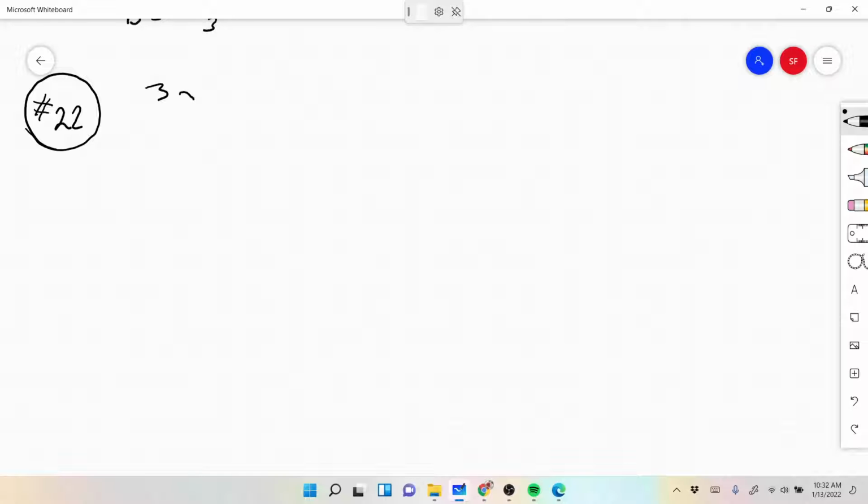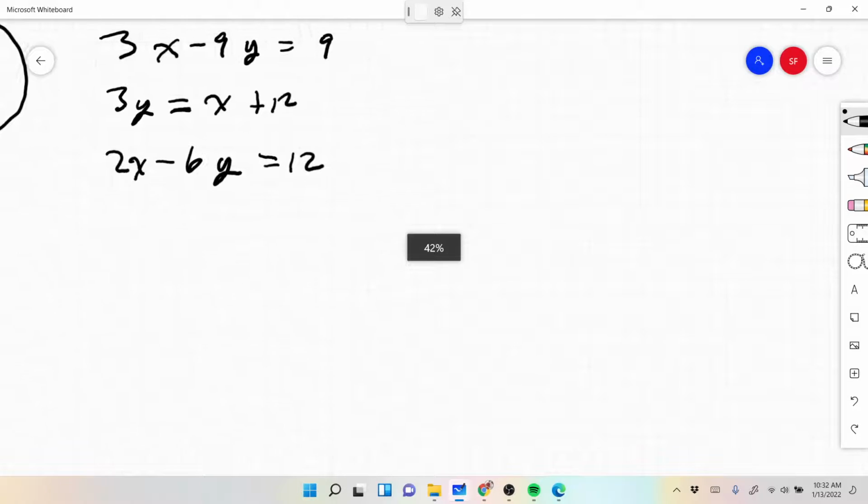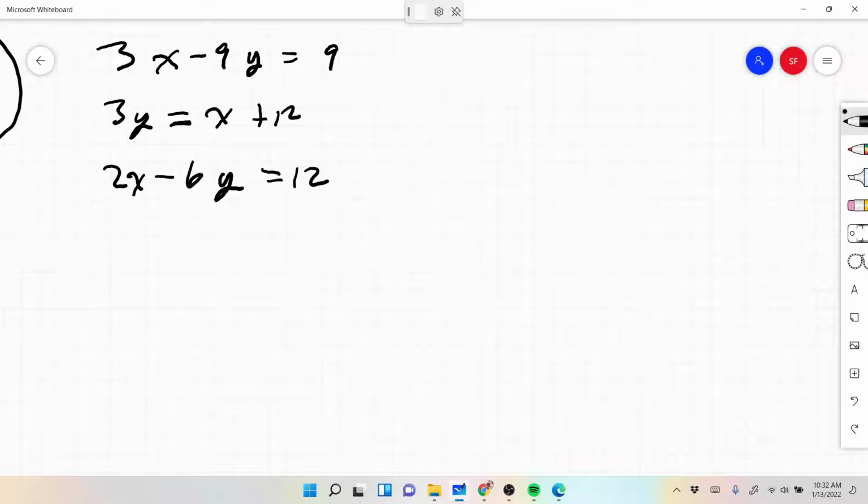So we're looking at 3x minus 9y equals 9. And we're looking at 3y equals x plus 12. And we're looking at 2x minus 6y equals 12. So we want to know whether these lines are parallel or perpendicular or none of the above, right? So if we're looking at parallel and perpendicular, what is the only thing we care about with each one of those lines? Do we care about the y-intercept or do we care about the slope? The slope. That's all we care about.